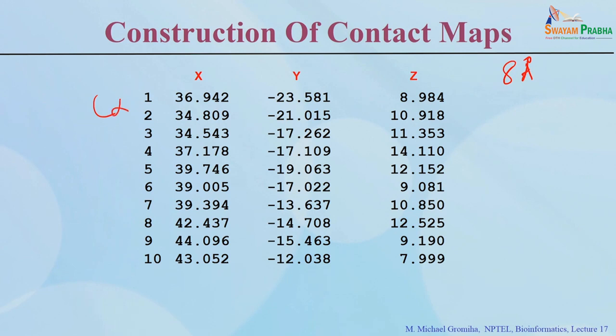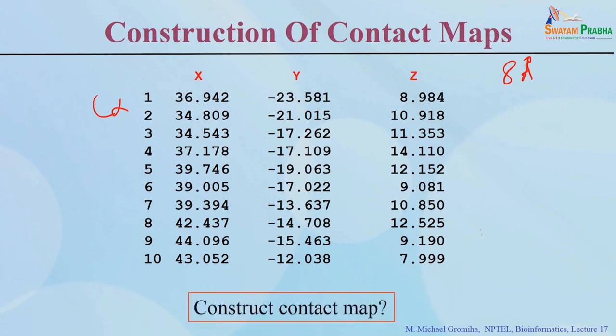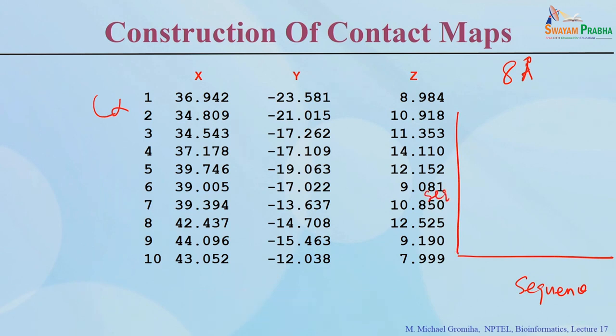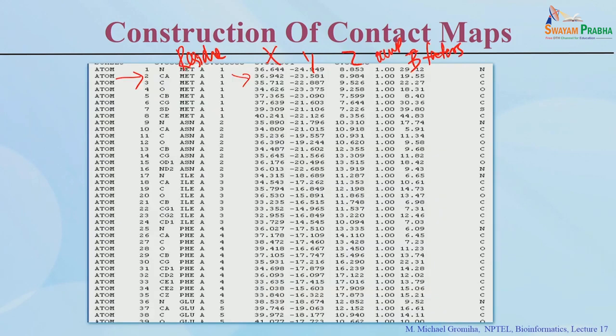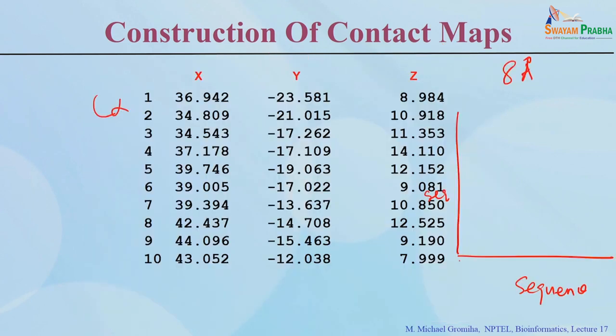How to construct a contact map? First, what is the x-axis? This is the sequence, and here also you have the sequence. So now we have the residues. You can see 1 is methionine, 2 is asparagine, 3 is isoleucine. We have the residues, or I can put the numbers: 1, 2, 3, 4, 5, 6, 7, 8, 9, 10.